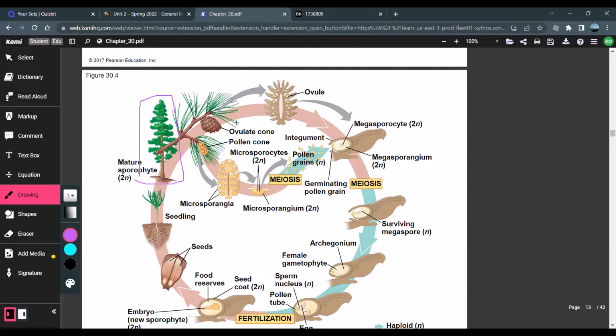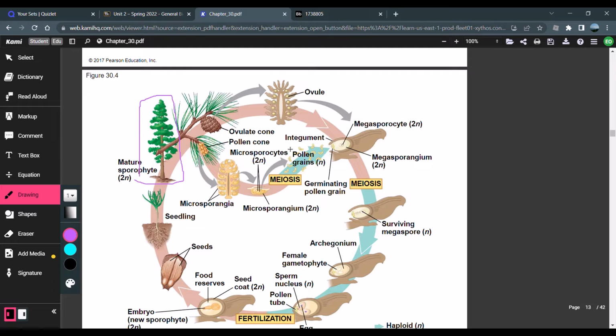The ovulate cone produces the female gametophyte, but this here, where you see a yellow, smaller cone, is called a pollen cone. The pollen cone makes pollen. So the male cone has microsporangia, and within that there's a microsporangium. Through meiosis, the microsporangium will create microspores, and those microspores will become pollen grains.